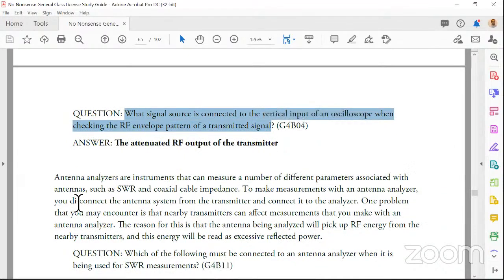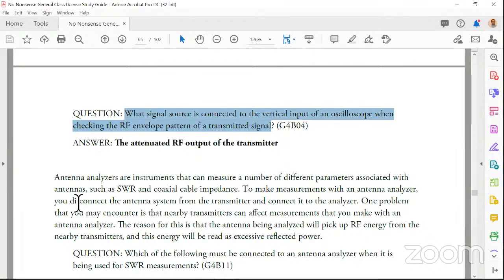Next question in the question pool. What signal source is connected to the vertical input of an oscilloscope when checking the RF or radio frequency envelope pattern of a transmitted signal?